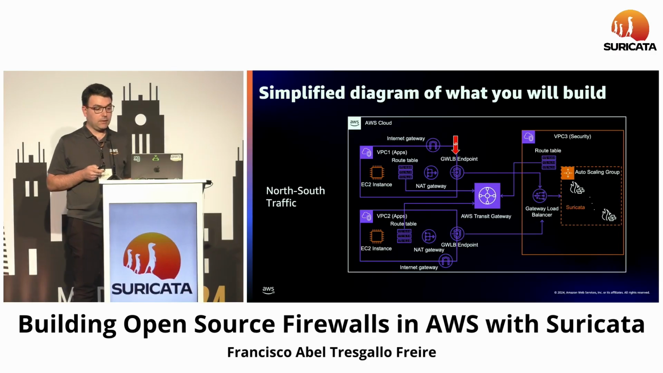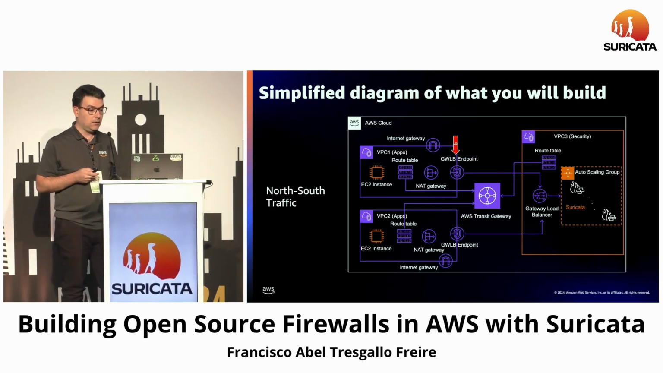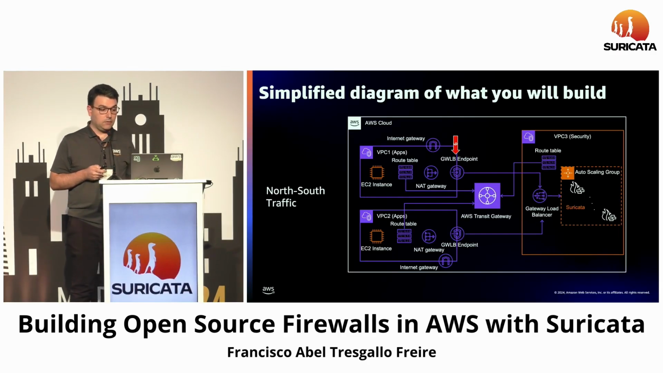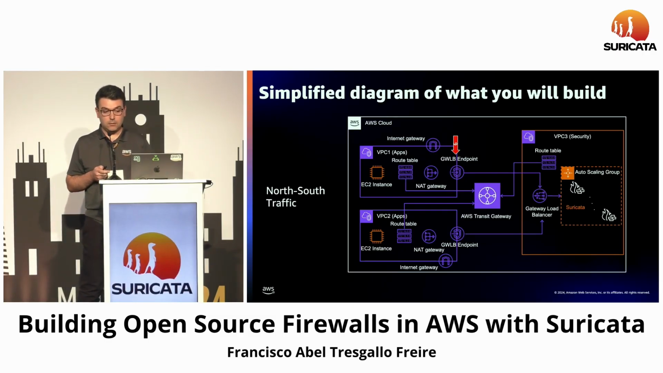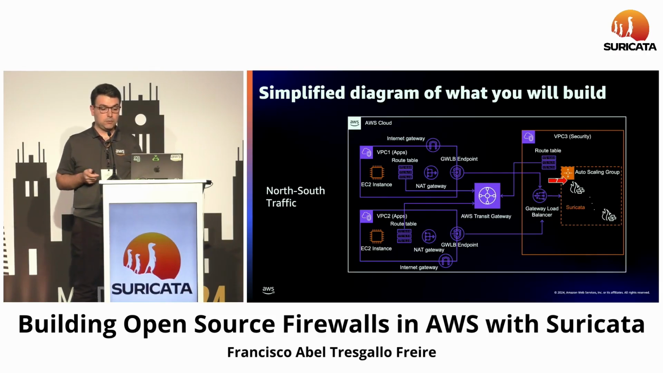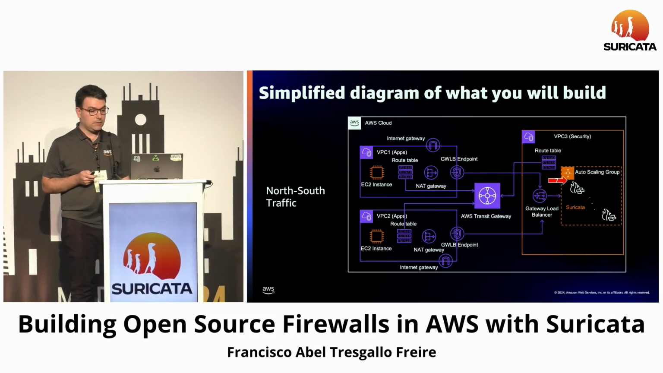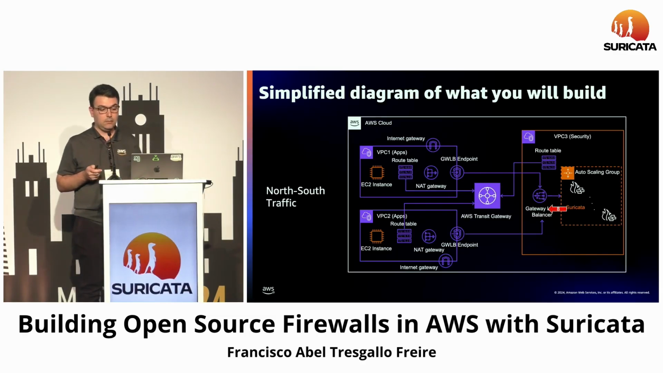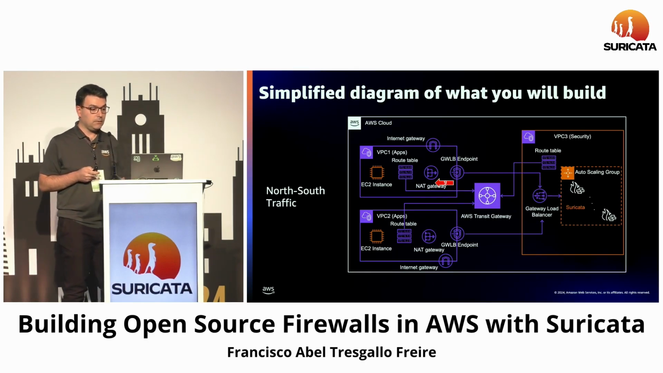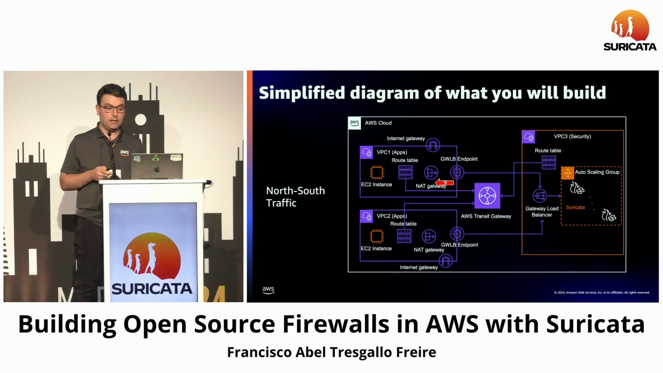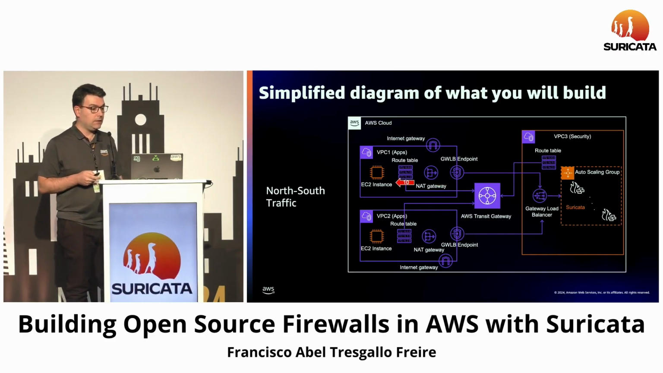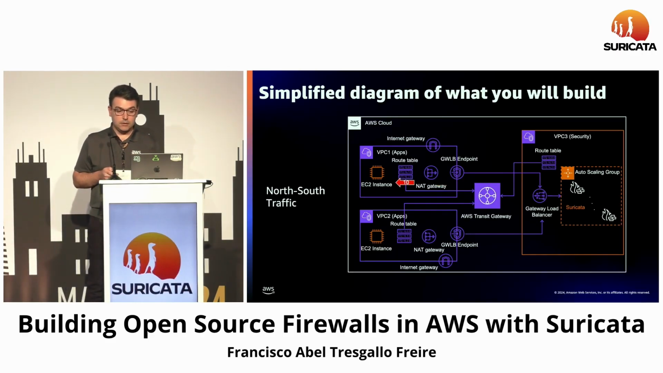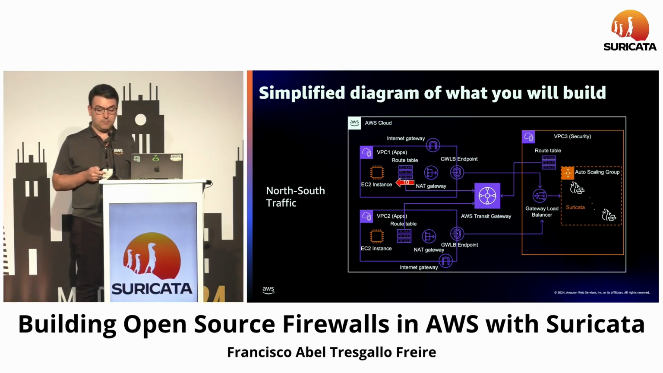Now, for the reply packet, let's think about a TCP SYN ACK. The reply is going to follow a similar procedure. You can see very quickly that it goes back to the Suricata appliance through the gateway load balancer, is going to be allowed potentially, and then from there is going to travel to the original VPC and go back through the NAT gateway, do the translation, and finally arrive at the EC2 instance. So this is an example for north-south traffic.